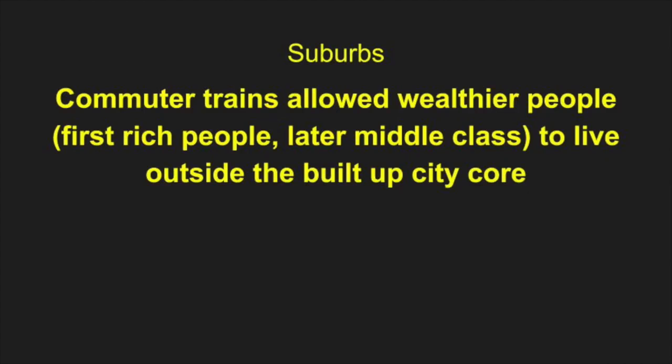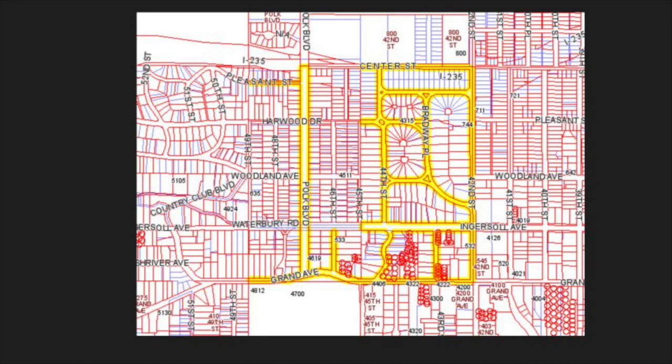Commuter trains allowed wealthier people, first rich people and later middle class people, to live outside the city that was being built up by increased immigrants coming from other countries and poorer people moving there. So they moved out. And I want to give you a little description of how that happened even in Des Moines. The map you're looking at is off the Ingersoll area. You can see Ingersoll Avenue located in the bottom half of the picture.